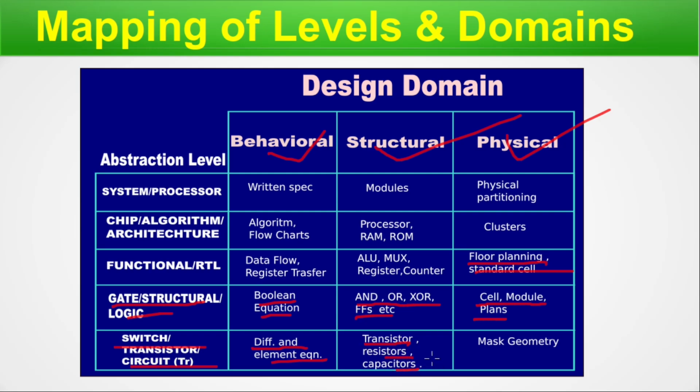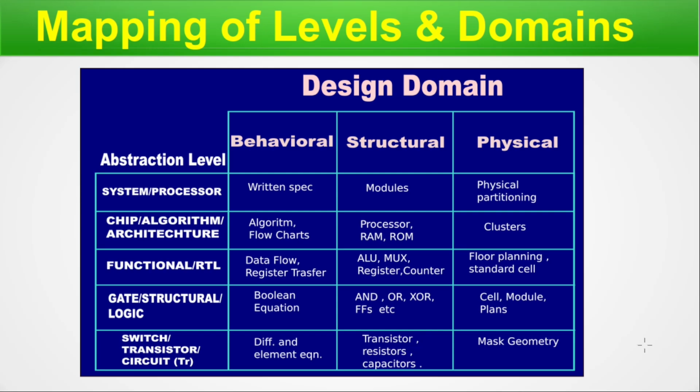Those are fabricated into silicon and they have electrical characterized properties, which you will find in the .lib file, and we have a detailed episode on .lib. You can find it in the STA playlist. And here in the physical level, it will have the mask geometry. So this way you can understand different levels of the abstraction in the entire VLSI design.